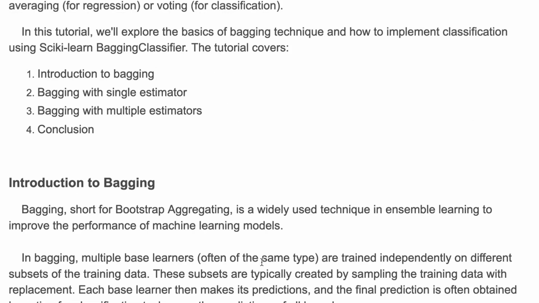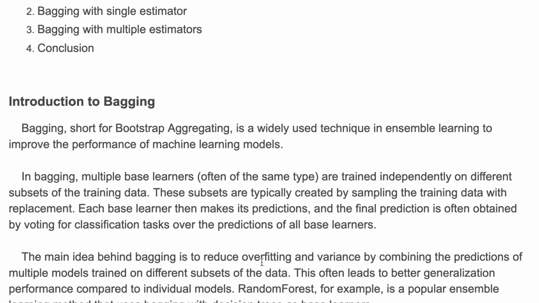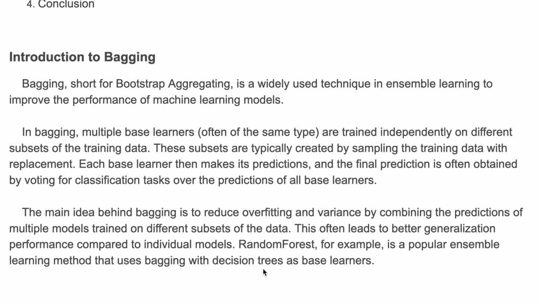Bootstrap aggregating is a widely used technique in ensemble learning to improve the performance of machine learning models. In bagging, multiple base learners are trained independently on different subsets of training data. These subsets are typically created by sampling the training data with replacement. Each base learner then makes its predictions, and the final prediction is often obtained by voting for classification tasks over the predictions of all base learners.